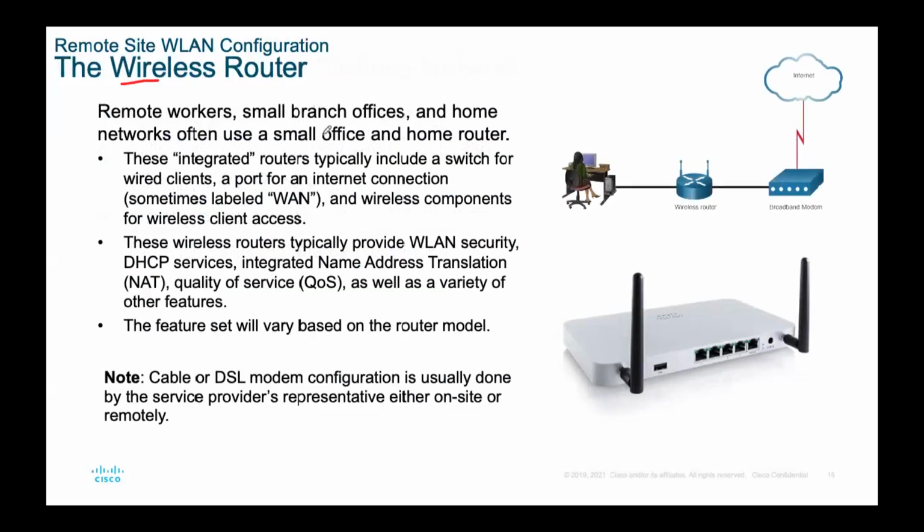So remote workers, small branch offices, and home networks often use small office and home routers. These integrated routers typically include a switch for wired clients, a port for internet connection, sometimes labeled WAN, and a wireless component for wireless client access. This wireless router typically provides wireless LAN security, DHCP services, integrated Network Address Translation or NAT, quality of service QoS, as well as a variety of other features. The features will vary based on the router model. Note, cable or DSL modem configuration is usually done by the service provider's representative either on site or remotely.